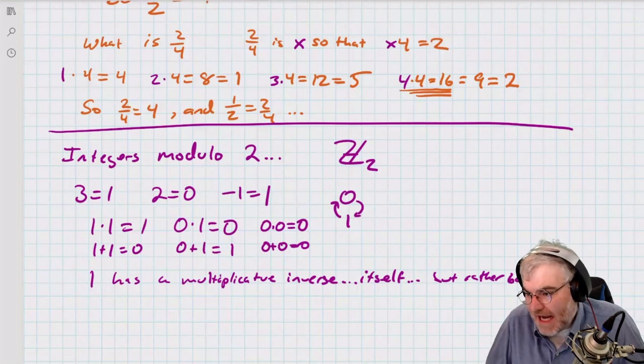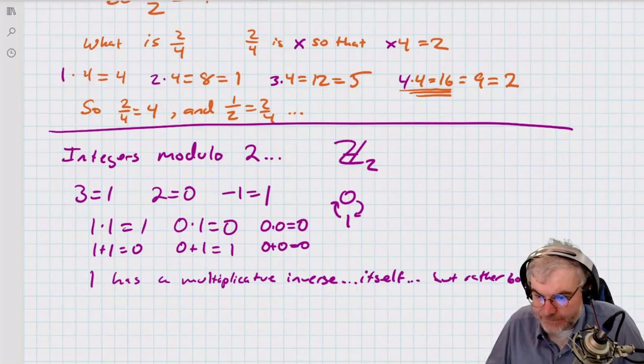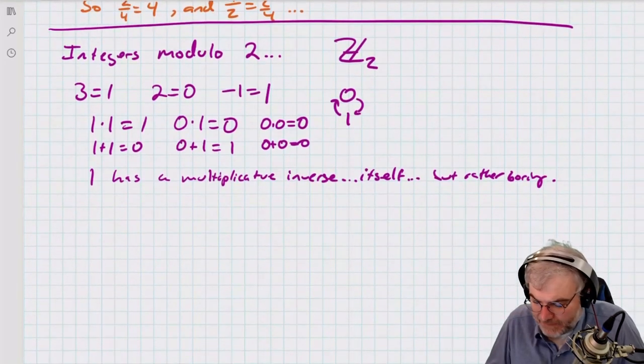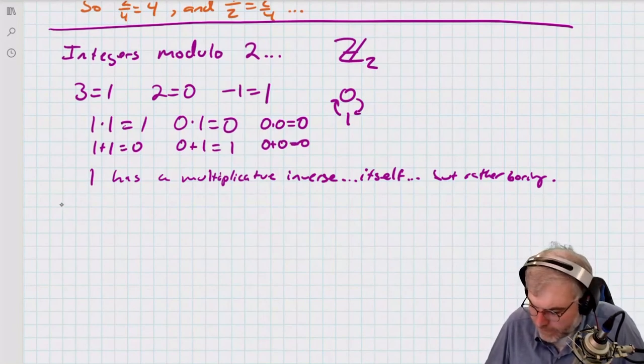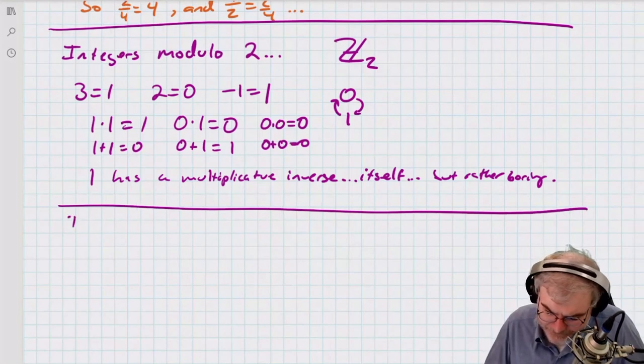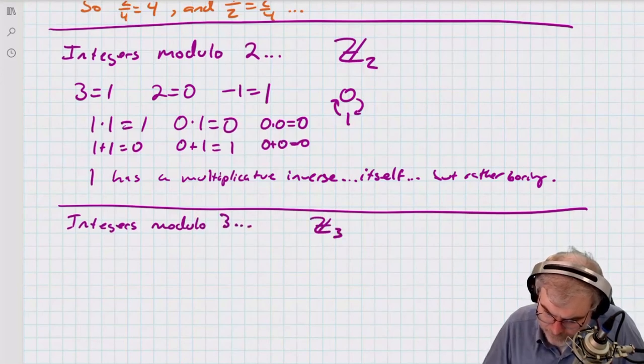Right? There's no 1/2 because 2 is 0, so you're doing 1 over 2, 1 over 0, and you can't do that. Okay? There's just nothing here. It's rather boring. But what about Z3? Okay, so this is 0, 1, and 2.